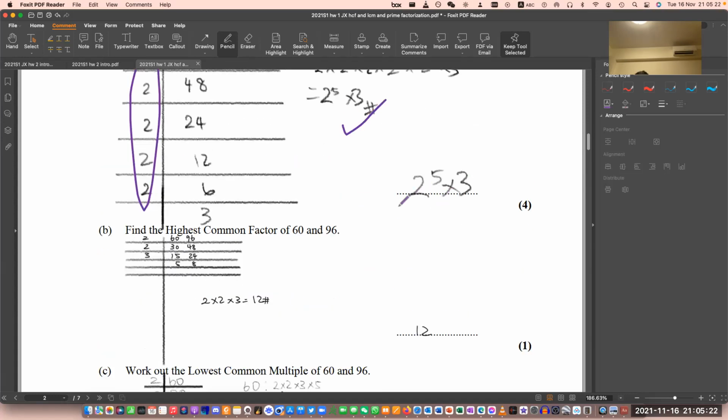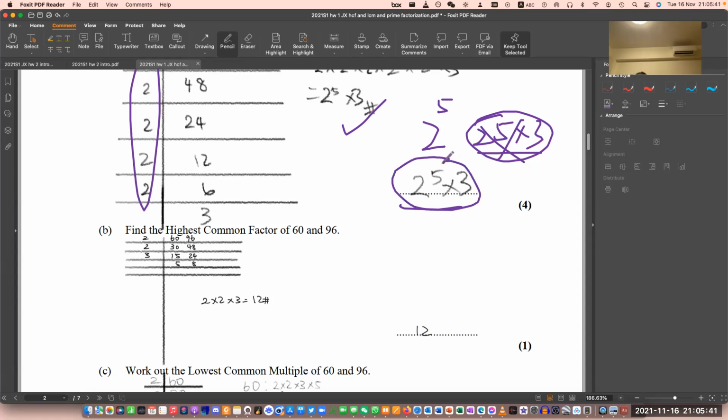By the way, when you write this, be very careful. The 5 is the power, so it should be smaller and on top. If you somehow just write it like this, your teacher can mark you wrong. This can be seen as 25 times 3, which is not right. So be careful when you write it. 2 is the base, and then 5 is the power. You need to differentiate them very well.